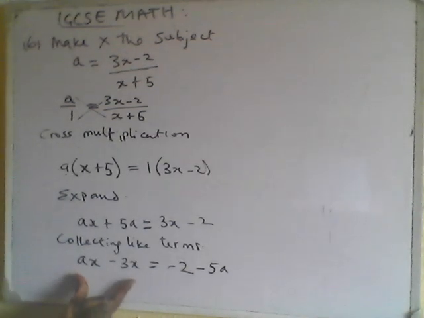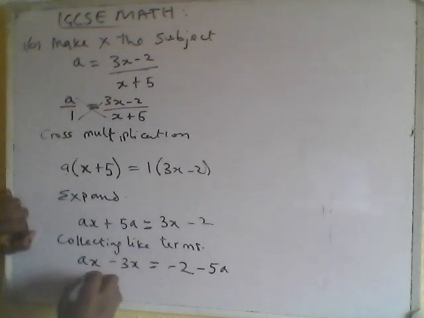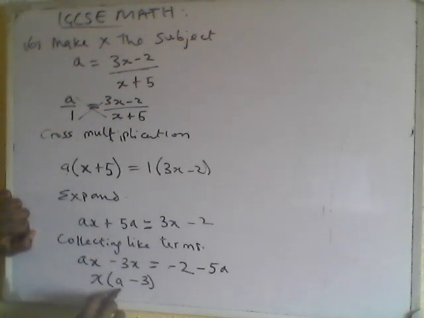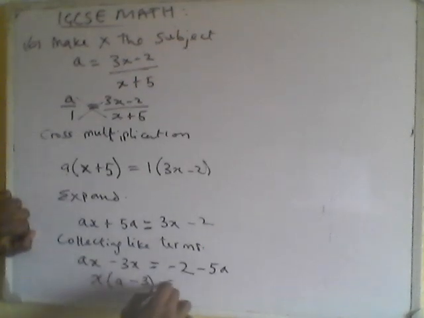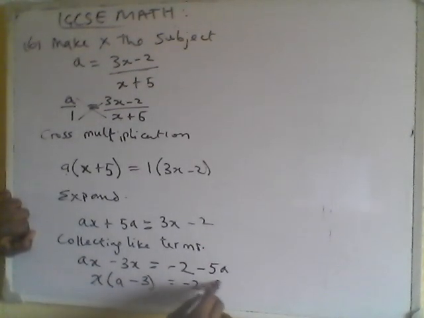So I need to factorize so that the x can come outside. So x is common, right? So I'll just put x outside, and in the open bracket, what's left of ax is a, minus what's left of 3x, which is 3, such that if I say x times a, I'll have ax, and x times minus 3, I'll have minus 3x. So this is what I've resolved from this. For this one, I can still leave it like that. I can say minus 2 minus 5a.